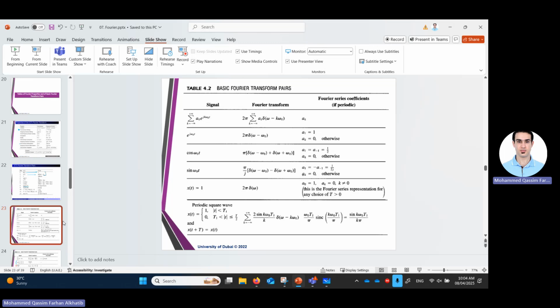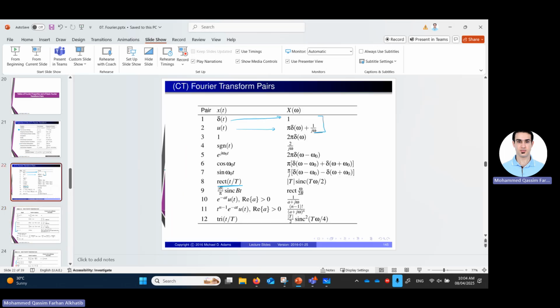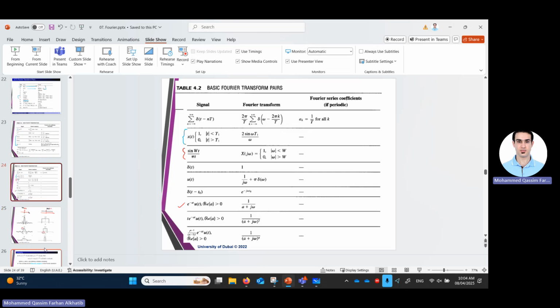Okay, another set of pairs. Not much new here; there is some repetition, like this one here. All three of those were already mentioned here. That's the delta there, and the sinusoids. So there's a repetition here. Each book has its own table of Fourier pairs. It depends on the author.